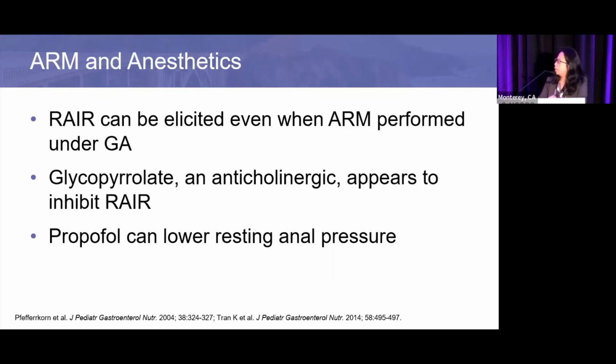I just want to briefly talk about anorectal manometry and anesthesia, because we do get pediatric patients, and as you can imagine, for kids, having something shoved up from behind is not something they would be very happy about. A lot of them do undergo anesthesia for anorectal manometry. The rectoanal inhibitory reflex can be elicited even when performed under general anesthesia. That's most important for these pediatric patients when you want to rule out Hirschsprung's disease. Glycopyrrolate, an anticholinergic, appears to inhibit the reflex, so these are things you don't want to use if you're going to do anorectal manometry under anesthesia. And propofol can lower resting anal pressure.